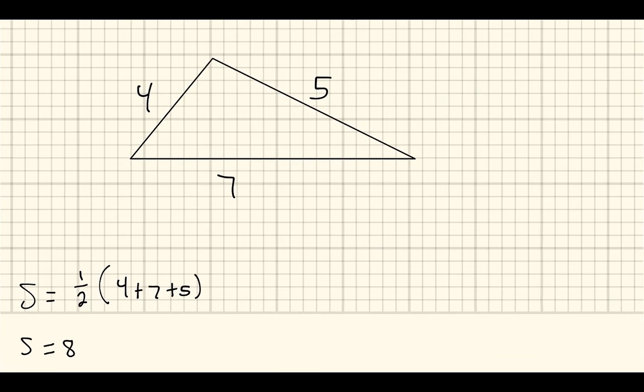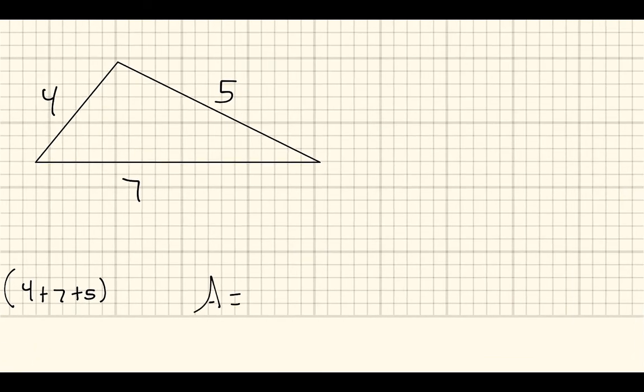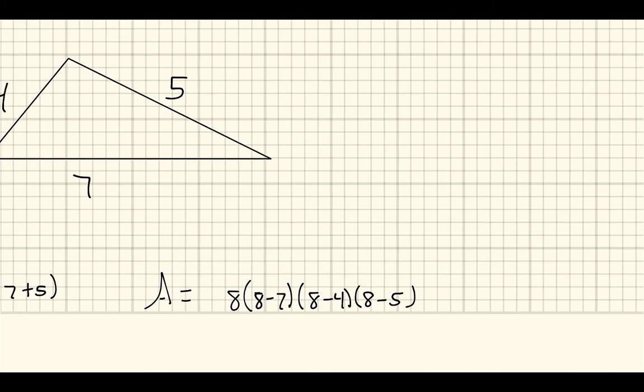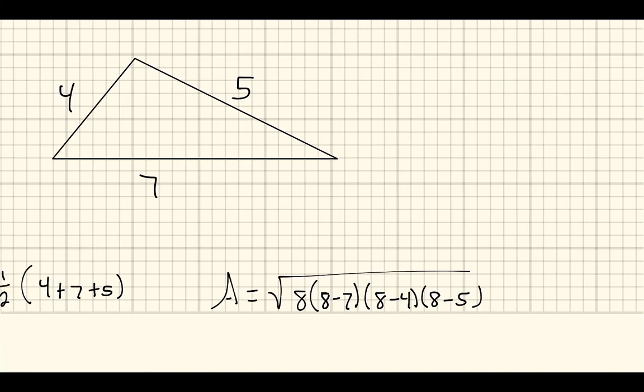All right, so that means our area is the square root of 8 times 8 minus 7 times 8 minus 4 times 8 minus 5. Really, these numbers, 7, 4, and 5, are just the side lengths. If I have them in a different order than you, don't freak out. It's really just the side lengths as long as you're subtracting each one. And then we're taking the square root of that. So this is 8 times 1 times 4 times 3.